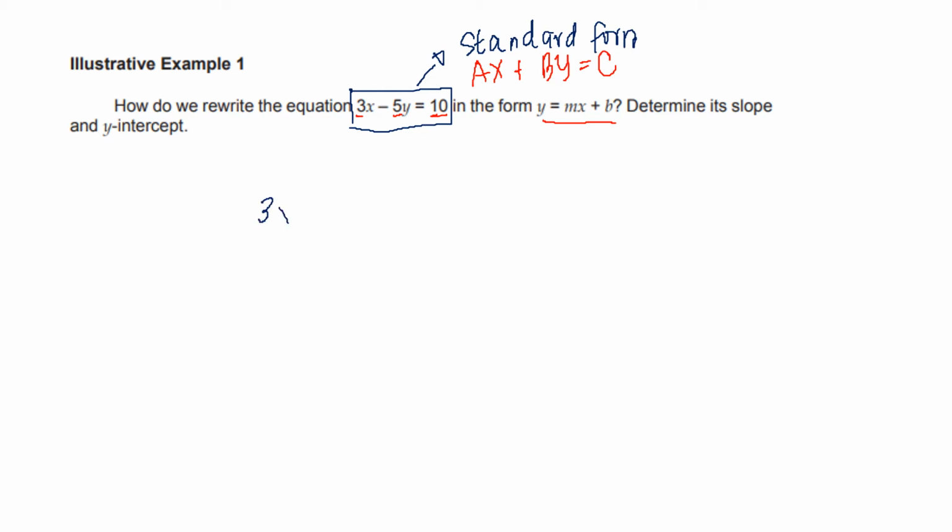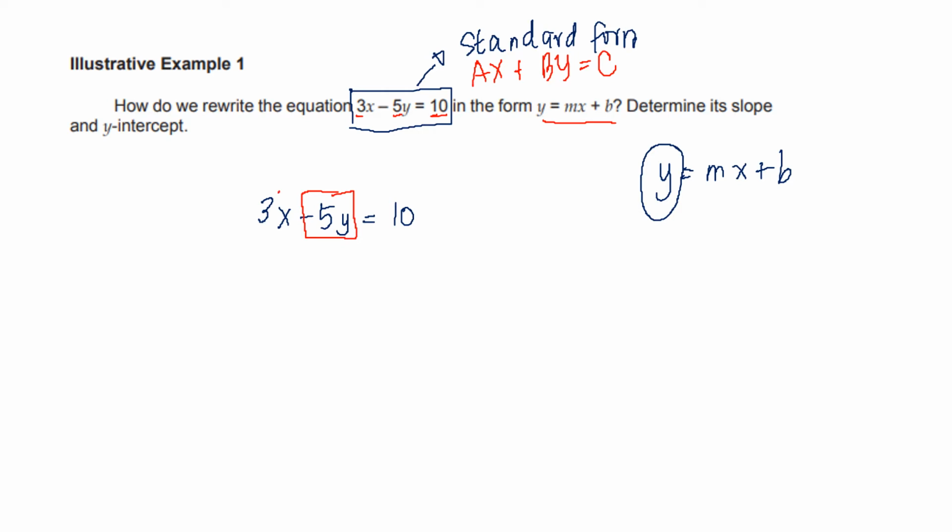So let's have 3x minus 5y equals 10. The first thing that we need to do here is to make sure that in order for us to have y equals mx plus b, as you can see, y is isolated. y is located on the left side of the equation. So that's what you need to do. You have to isolate y. And in this standard form, the term that includes y is negative 5y. So we have to isolate that.